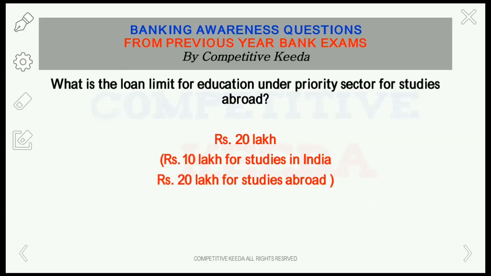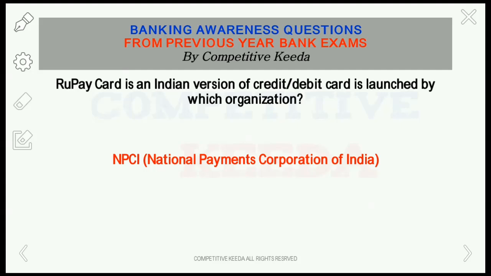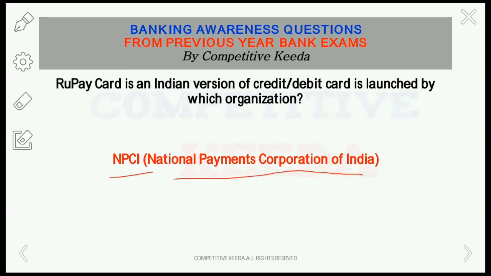So what is the loan limit for education under priority sector? It is 20 lakh for students studying abroad, and it is 10 lakh if the student studies within India. The Rupay card is launched by which organization? This is launched by NPCI, National Payments Corporation of India.